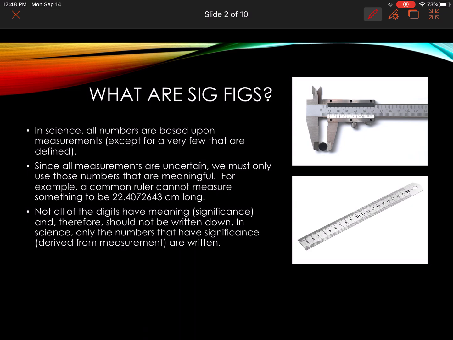For example, we've got a common ruler here. If you were to measure something, you wouldn't be able to get a whole lot of detail out of that. So using that ruler, I would not be able to measure 22.4072643 centimeters exactly. I could probably get it close to 22.4, but I wouldn't be able to get all those little digits here. So not all of the digits have meaning in that number. They're not significant, and therefore they shouldn't be written down in this case. We would just write the 22.4, and we would estimate one more. So this would actually round.